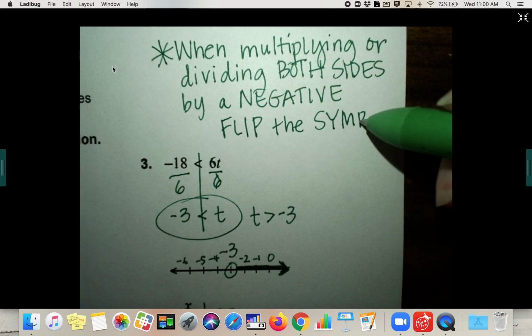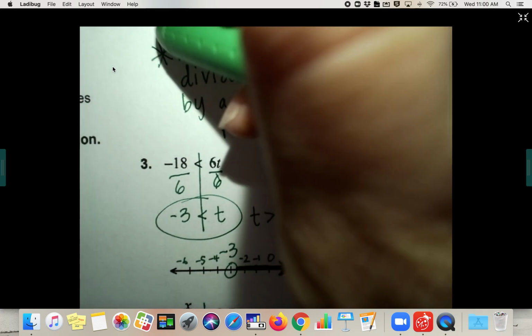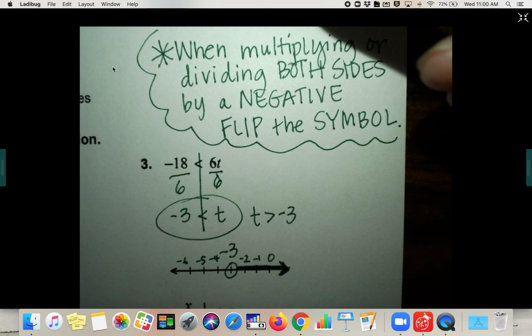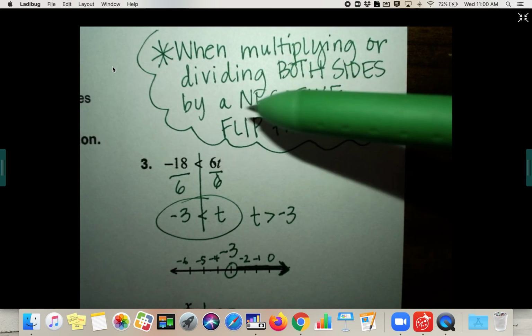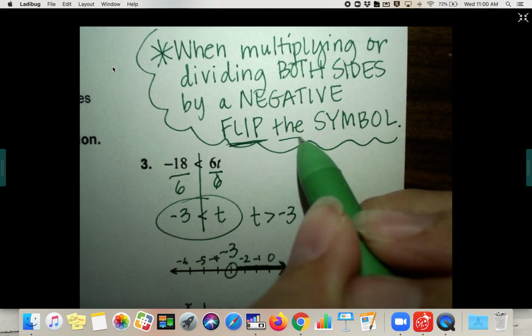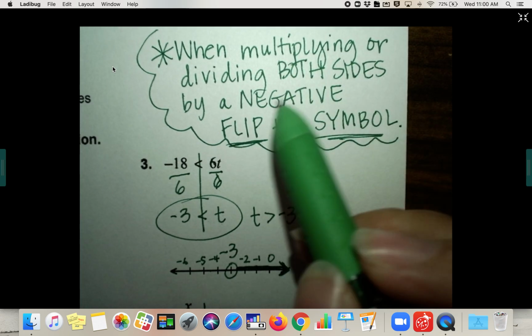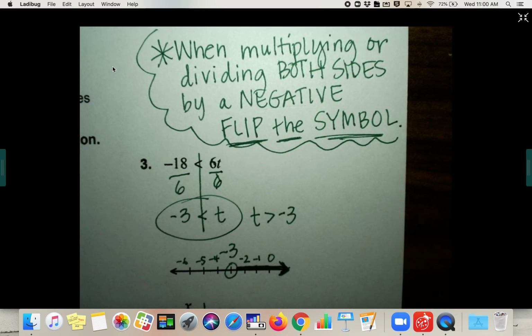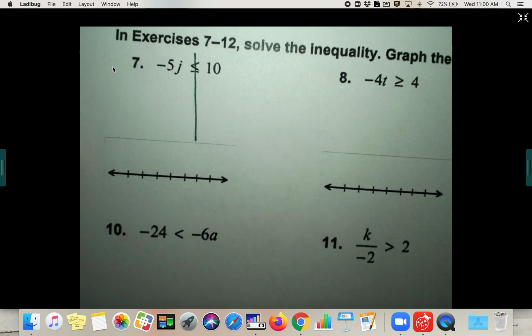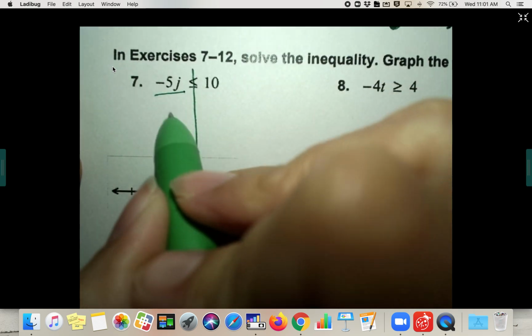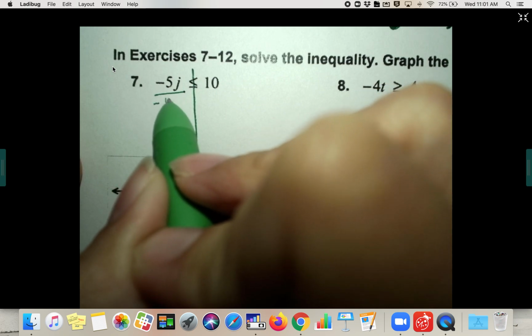Okay, so I know it's like, wait a minute, you're throwing me for a loop. I am. This is the rule. This is the rule that I hope you don't forget. That's why I wanted you to take time to write it out right now. You have to flip the symbol anytime you multiply or divide both sides by a negative. Okay, so let's go down to our new section and see what's happening here. I'm about ready to divide both sides by a -5.